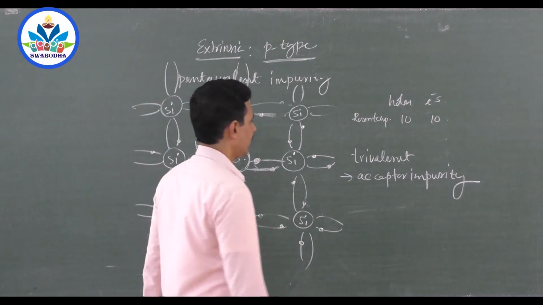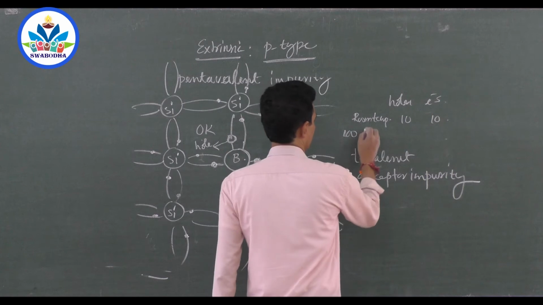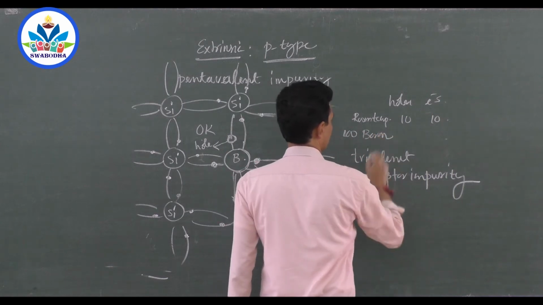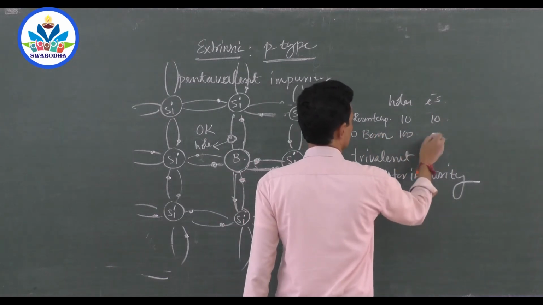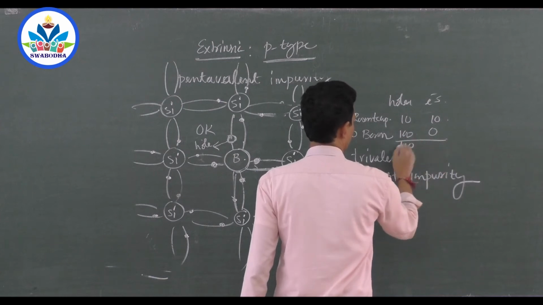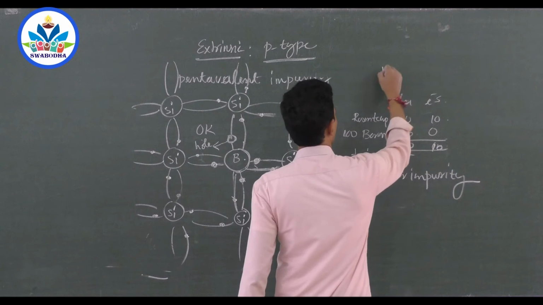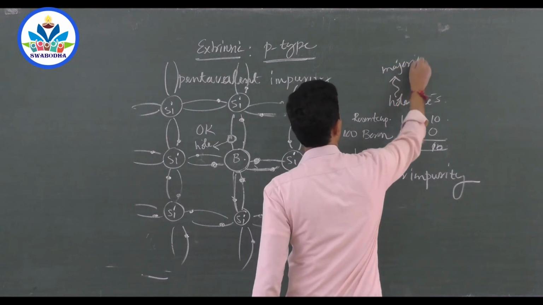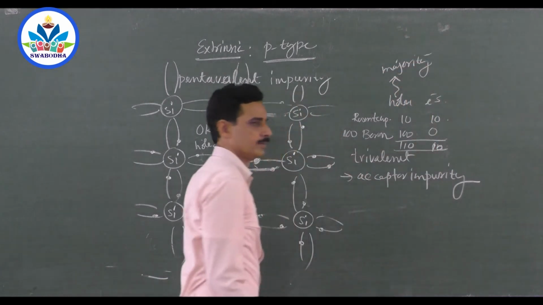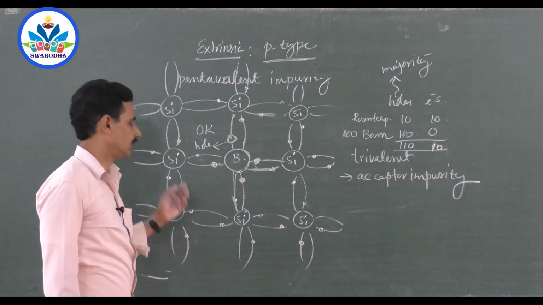Now, I will add 100 boron atoms. When they are added, you get 100 holes and 0 electrons. Together with the thermal pairs, 110 holes and only 10 electrons. So who are the majority? Majority charge carriers are holes. This is how we get a P-type semiconductor.